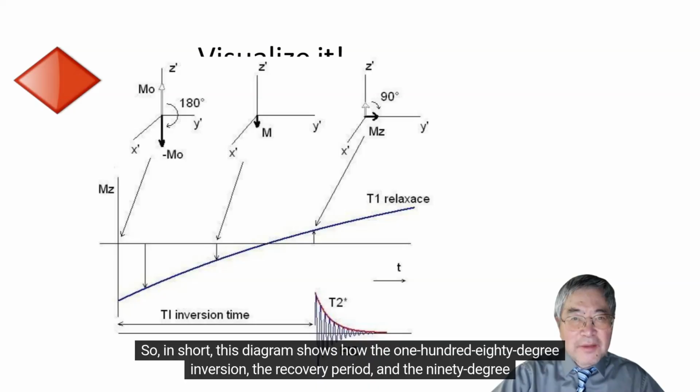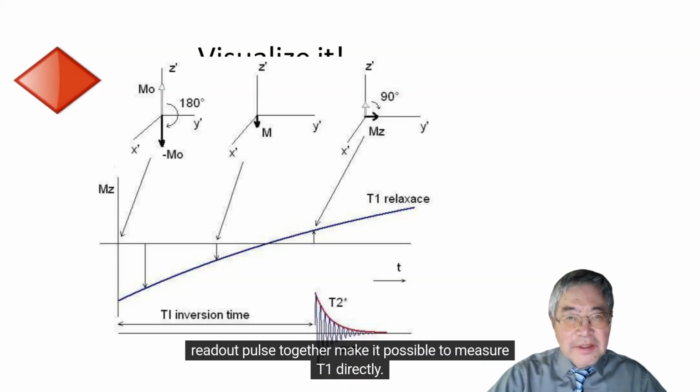So in short, this diagram shows how the 180-degree inversion, the recovery period, and the 90-degree readout pulse together make it possible to measure T1 directly.